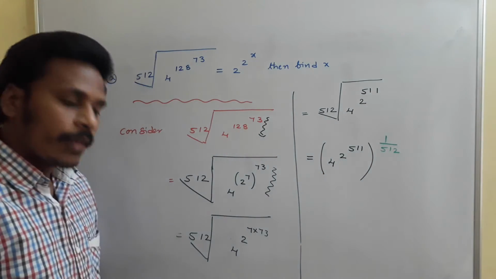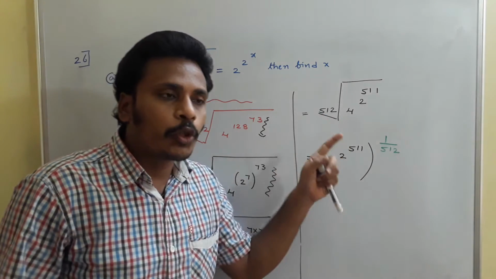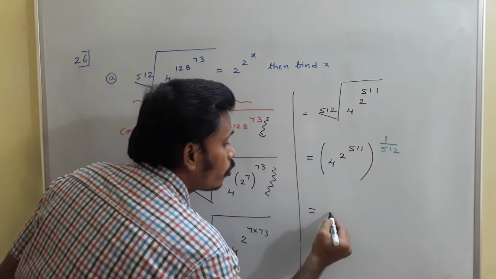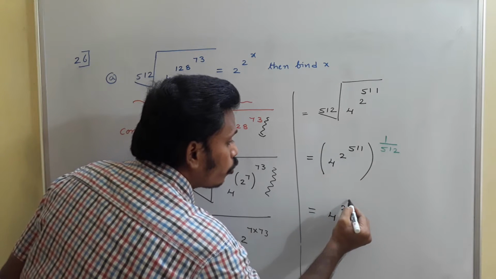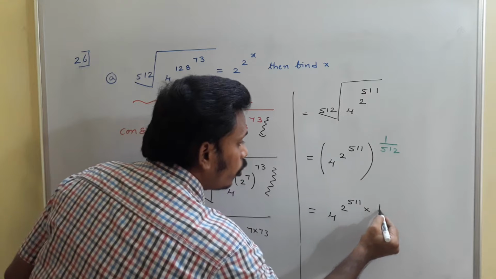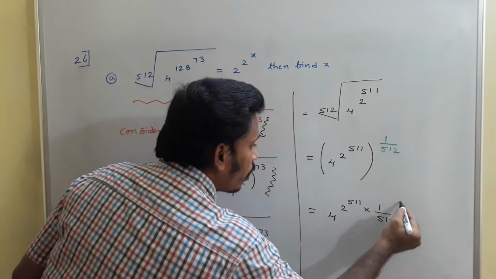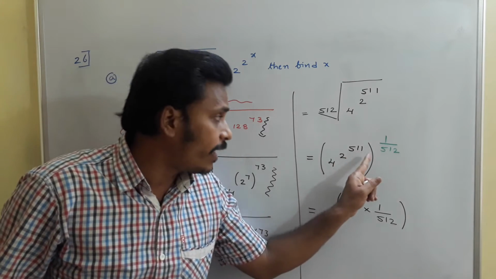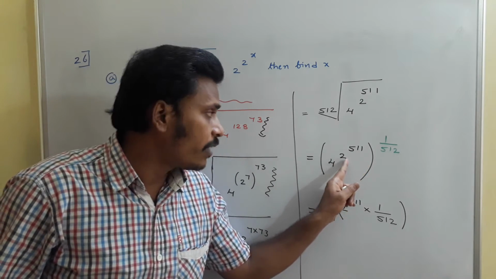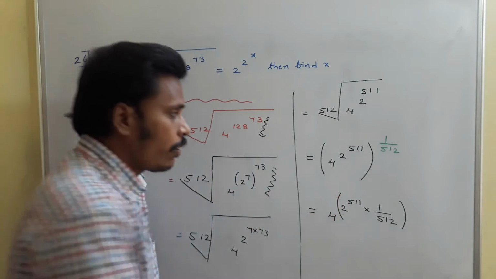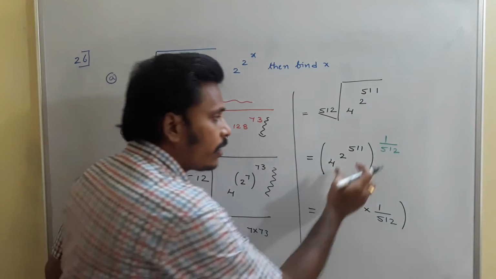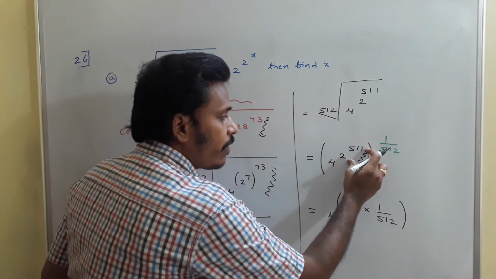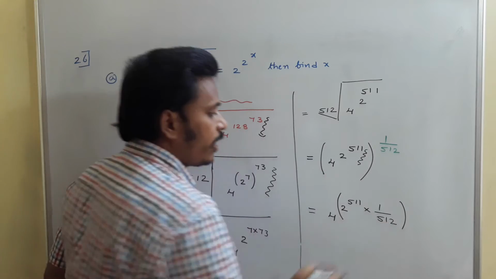As we mentioned in the previous classes, the nth root represents power 1 by n in the same way. And this is equal to 4 to the power 2 to the power 511 into 1 by 512. Pay your attention here. For this 4 power 2 power 511, 4 is the base and this 2 power 511 is the power. We need to multiply this power m into this n. That's what I did.